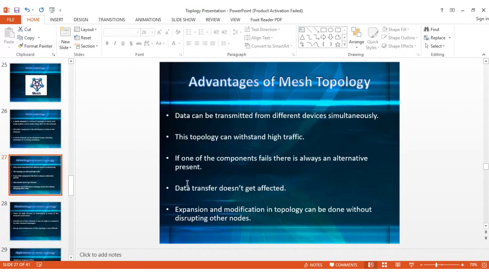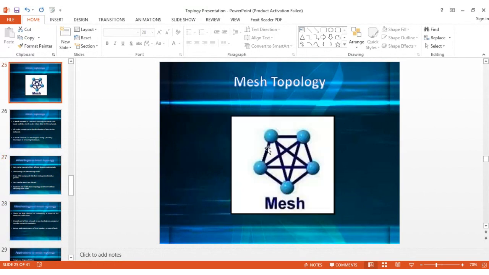And still, if one of the components fails, there is always an alternative route. For example, look at this one. In case we have this channel here and this one fails, this node here can still receive information using this path, or even this one here. Any question on the benefits of this topology? Any question?